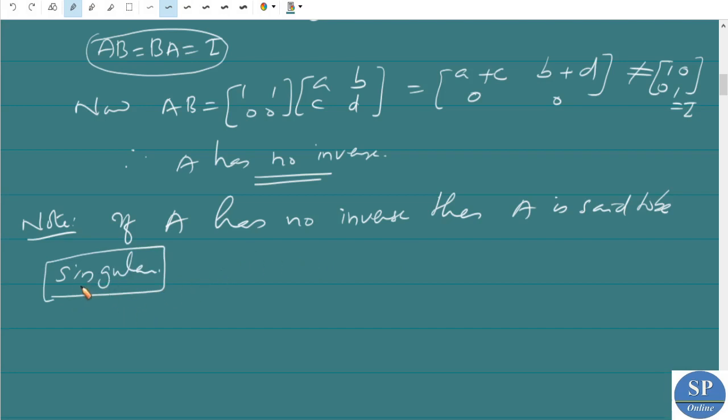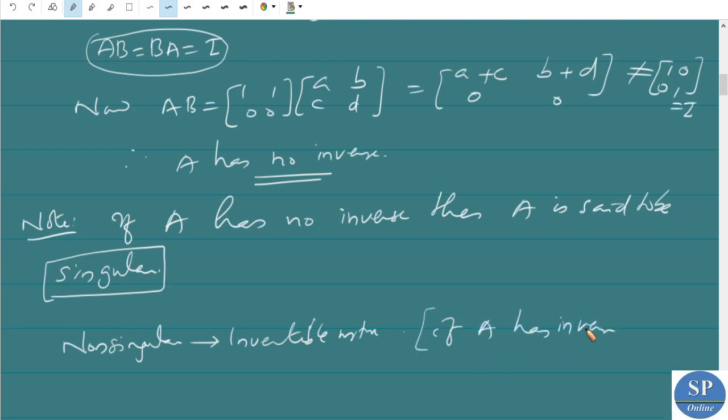Non-singular means A has the inverse, or invertible. So we have non-singular and singular. Non-singular matrix means invertible matrix. That means if A has an inverse. If A does not have an inverse, then it is said to be a singular matrix.